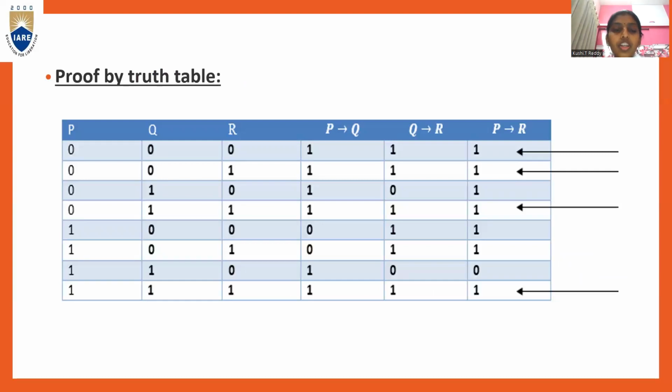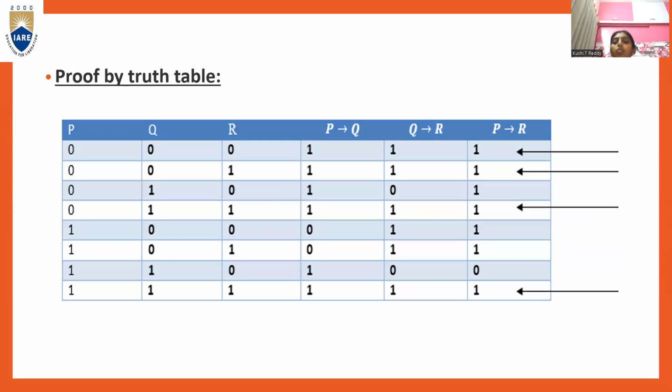So this is the truth table. Here you're going to have P, Q, R. That means three variables, so you're going to get completely 8 combinations: 000, 001, 010, 011, 100, 101, 110, 111. So these are your 8 combinations.